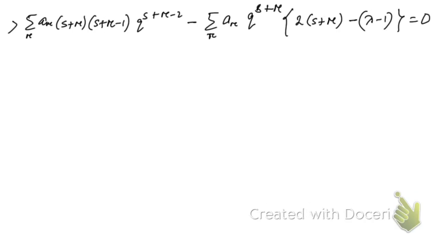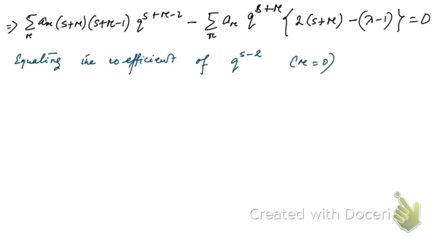Now let us equate the coefficient of q to the power s minus 2 to 0, that is, equate the coefficient of the lowest possible power of q. The term containing q to the power s minus 2 is possible when r is equal to 0. If you put r equal to 0 here, then the coefficient will be a_0 s into (s minus 1), since r is 0 now.